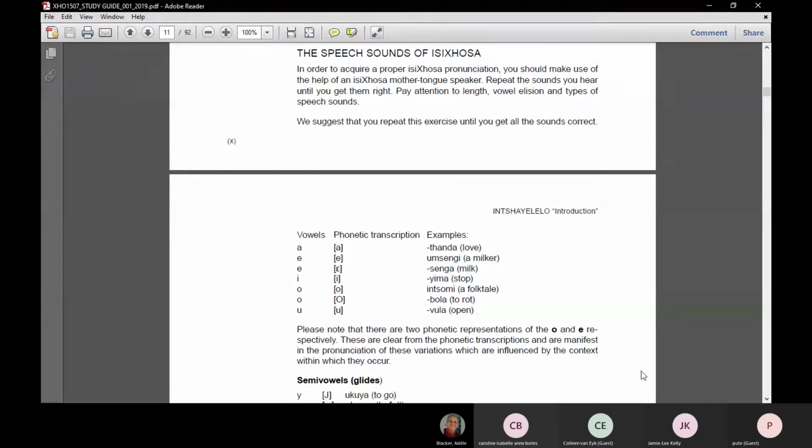What are the three clicks? There's the one on the side of your mouth, the one in the middle of your mouth, and the one towards your teeth. No, just give me the alphabet. The three letters in the alphabet are C, X, and Q. We only have three clicks. It's C, X, and Q.